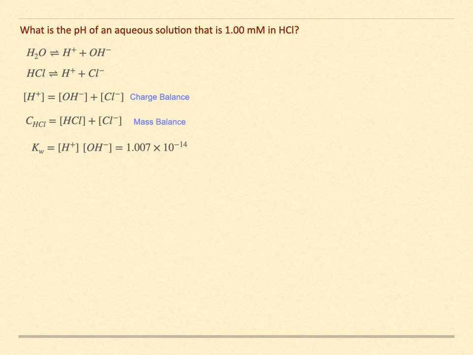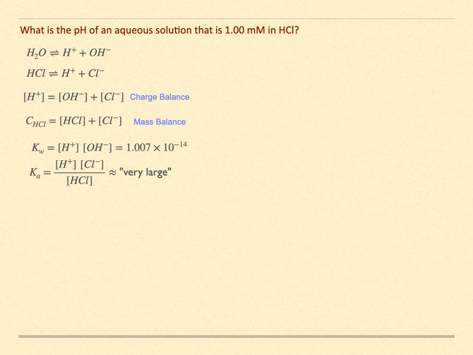Each equation has an equilibrium expression. That for water has its equilibrium constant as 1 times 10 to the minus 14. A more precise value at 25 Celsius is 1.007 times 10 to the minus 14. And what about HCl? Well, here's where we start to apply some chemical intuition. HCl is a strong acid. It essentially fully dissociates in water. Its equilibrium constant is very large.